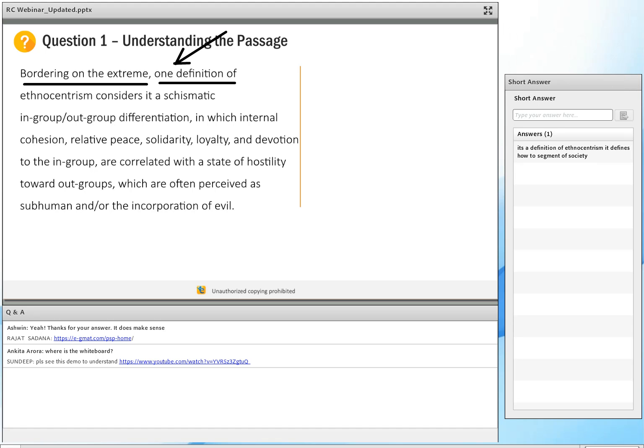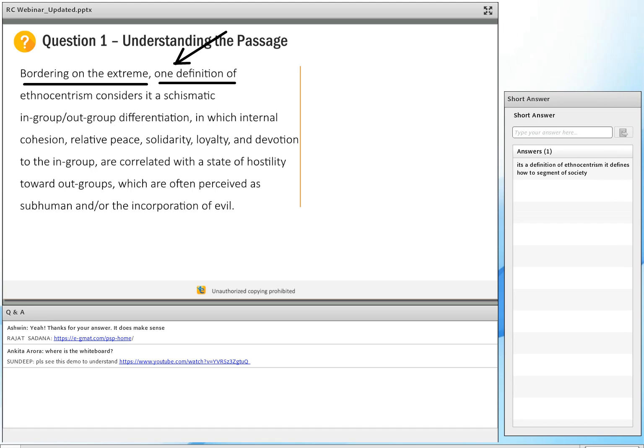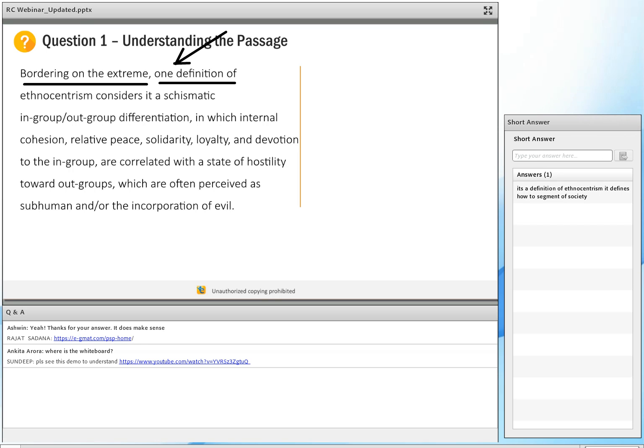Okay. So take a feedback. Write this down. I'm going to read the passage from the point of view of the author. All right. Let's move forward. One definition of EC, and always shorten this. We don't care about ethnocentrism or centrism. I call it EC. Considers it a schismatic in-group, out-group differentiation.